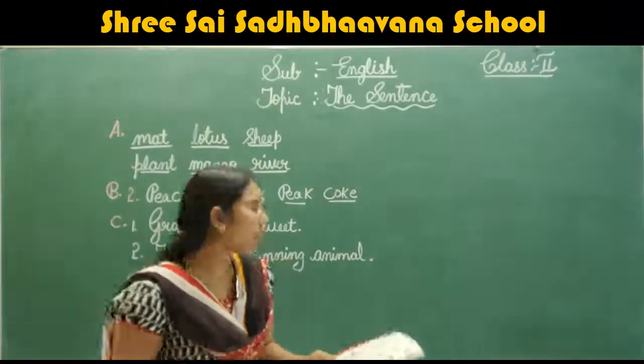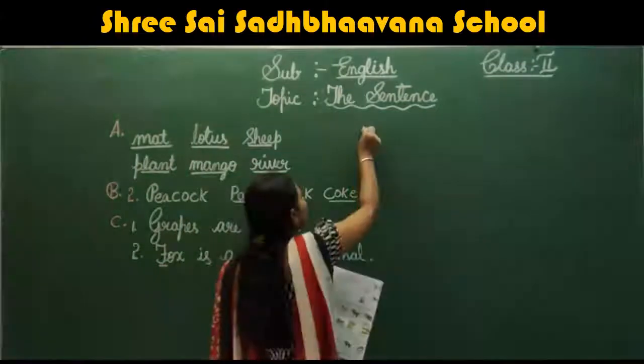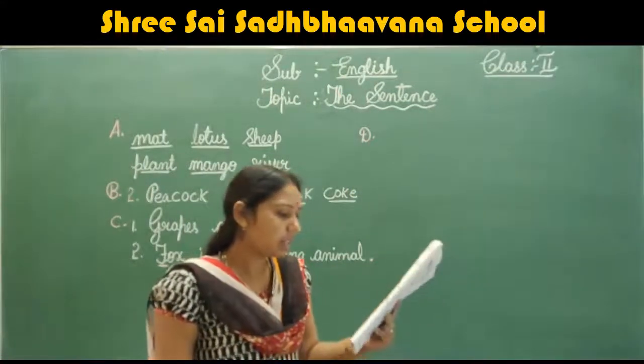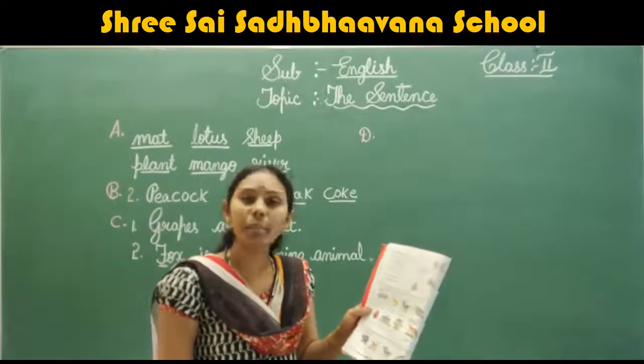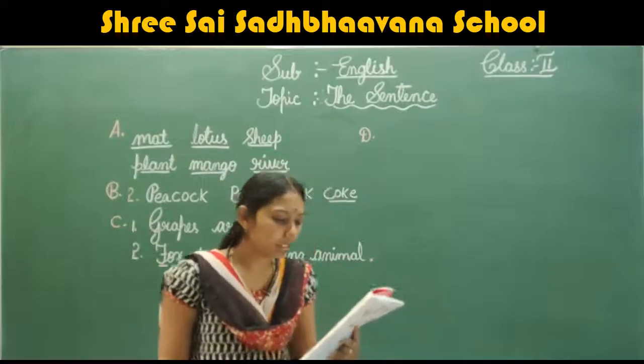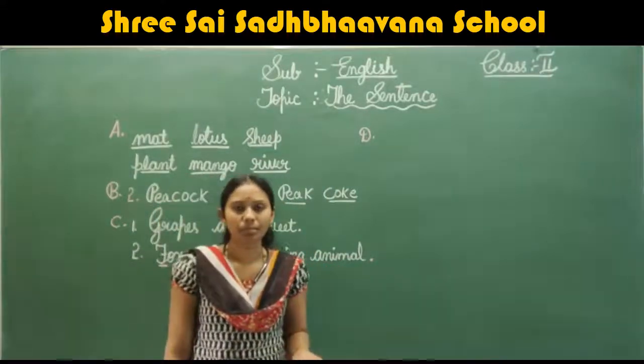Next, D main will do. Okay? Next, we'll go for the D main. Here also it's very easy. Okay, it's very nice to do. They have given the picture. Okay, fill in the blanks with the consonants to complete the word for the given picture.